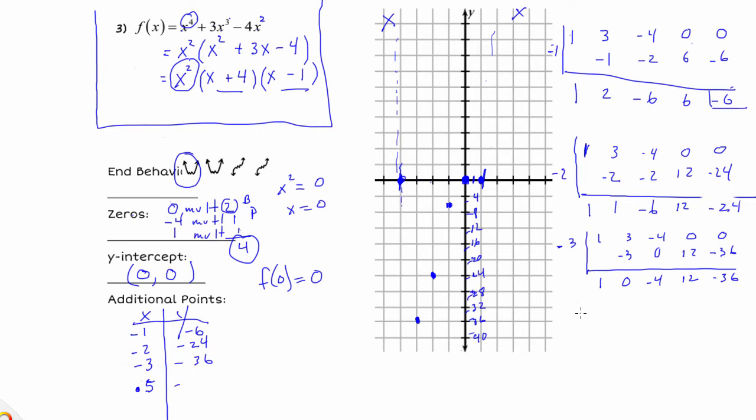All right, so with that one then, I'm just going to plug this into the calculator. So f of 0.5, and that's going to be 0.5 to the 4th power, which would be like 1/16, plus 3 times 0.5 cubed minus 4 times 0.5 squared.